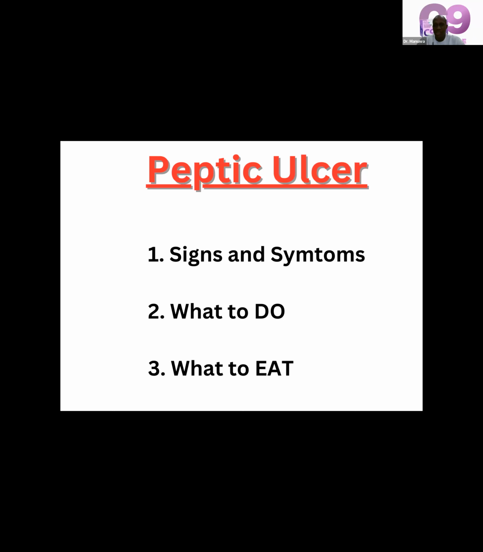But the peptic ulcer means gastric ulcer or duodenal ulcer, because it is a condition that affects the stomach. So if it affects the upper part of the stomach, that is the gastric ulcer. Then if it affects the lower part of the stomach, where it is now emptying into the small intestine, that is called duodenal ulcer. But both gastric and duodenal ulcer are called peptic ulcers. So just to make you understand what we mean by peptic ulcer, it is either gastric ulcer or duodenal ulcer. But ulcer generally is causing a lot of havoc today in the society.